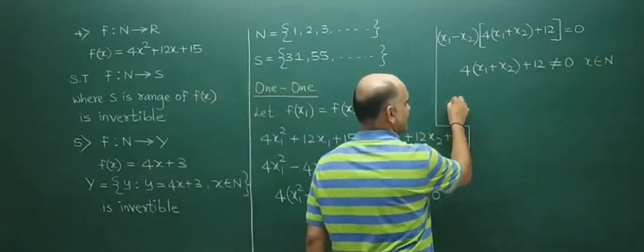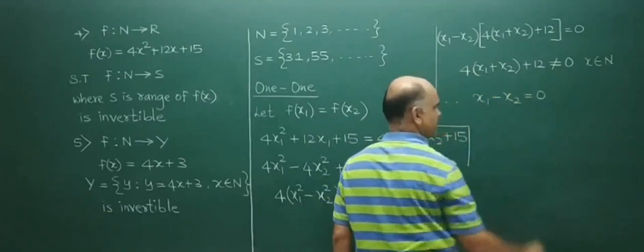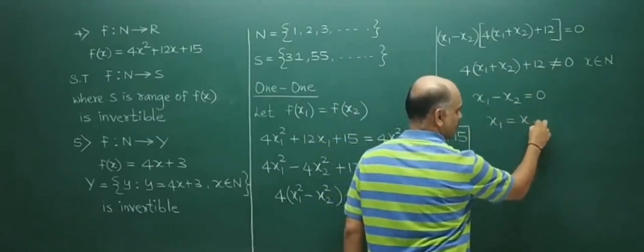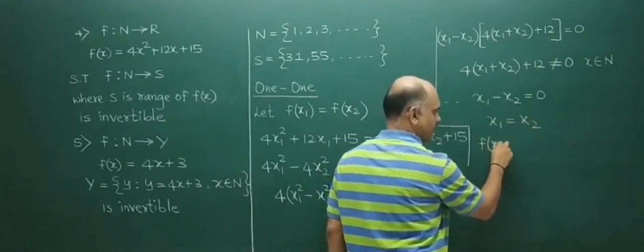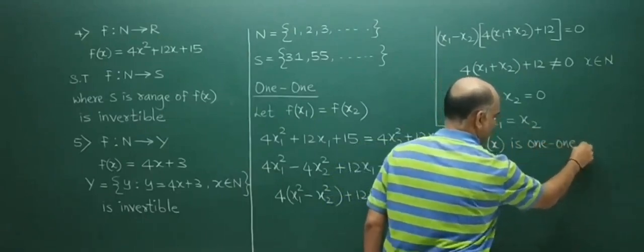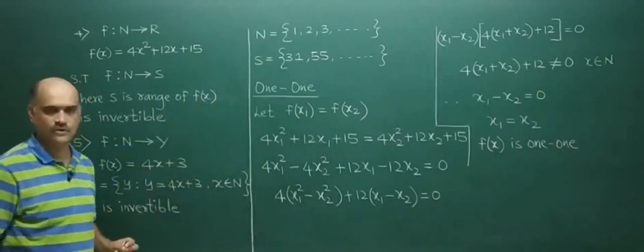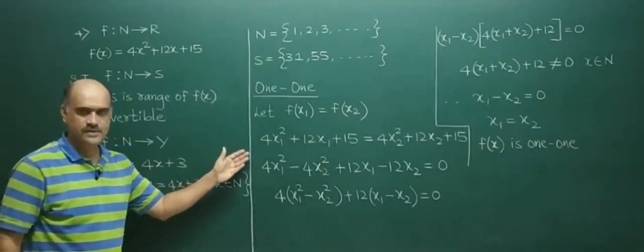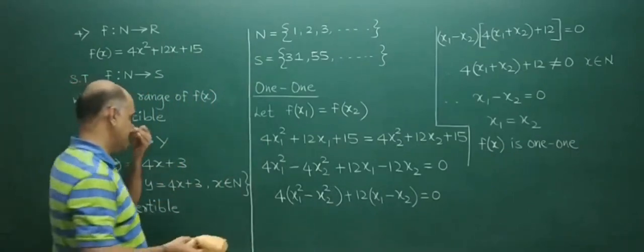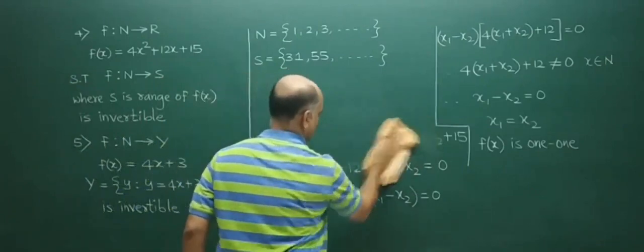Therefore you will have x1 minus x2 is equal to 0, which means x1 is equal to x2. Therefore f of x is one-one, because you are having x1 is equal to x2. Clear, students? Okay. You can note these steps. Then we will see the second part, onto. So now I will take onto.